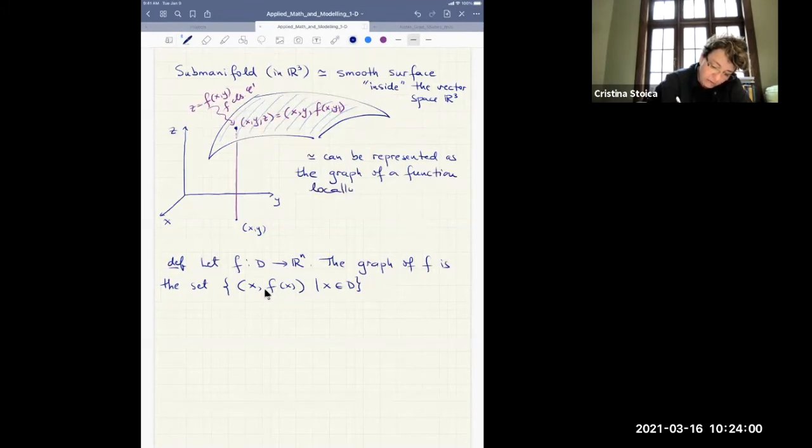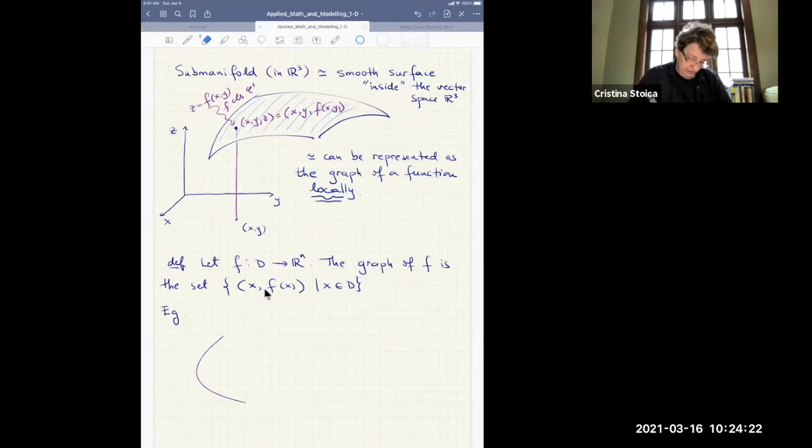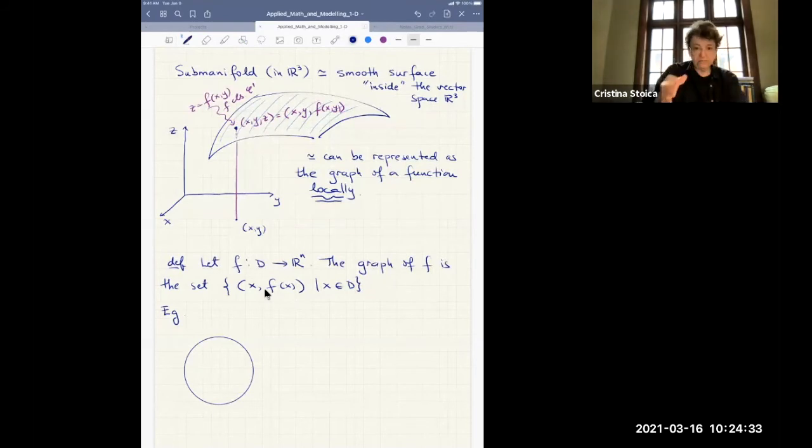Why do I need this word locally? Well, there are sets in R3 and in R2 that are smooth and nice. I mean, we can see them. The easiest example is the circle. So here I'm going to take a unit circle. Okay, here is a circle. Nice. This is a curved object that is smooth, it's nice.